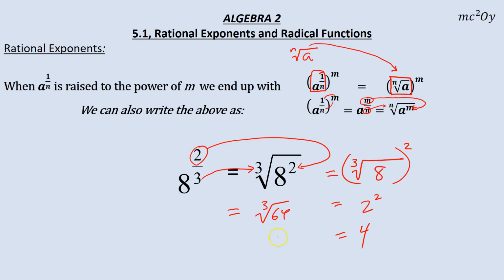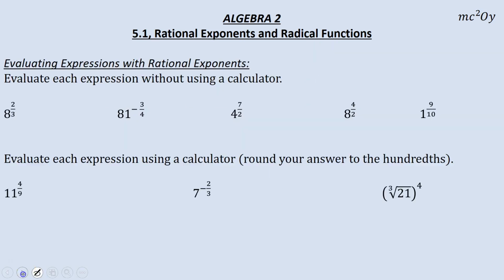64. So now I have this bigger number to deal with. The cubed root of 64 is 4. Okay, it's just a bigger number that you're dealing with here rather than that 8. So either way works. I like to use this method, but you'll also see it like so. Okay, so let's try some of these.